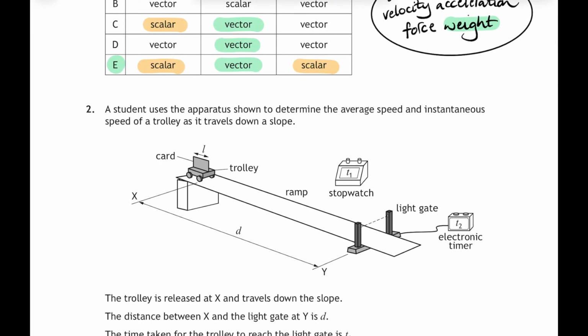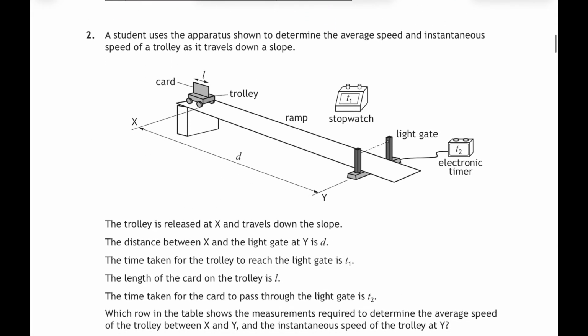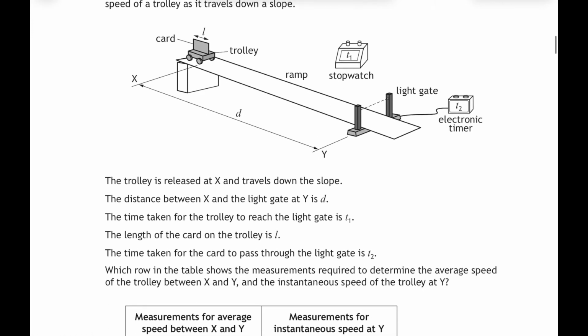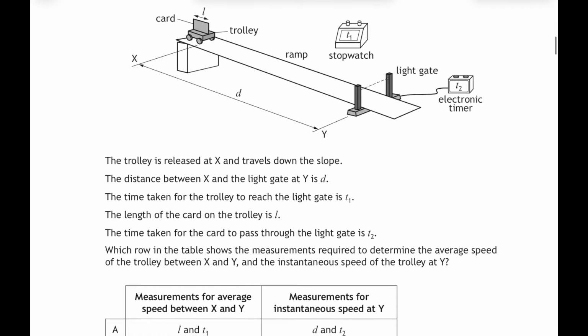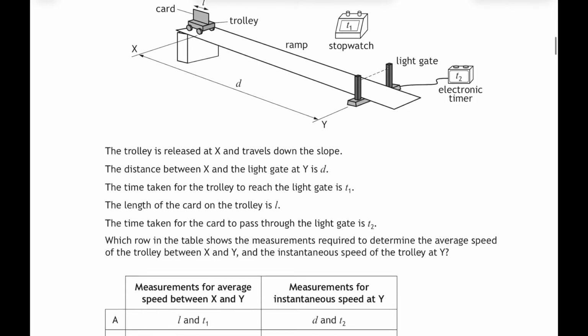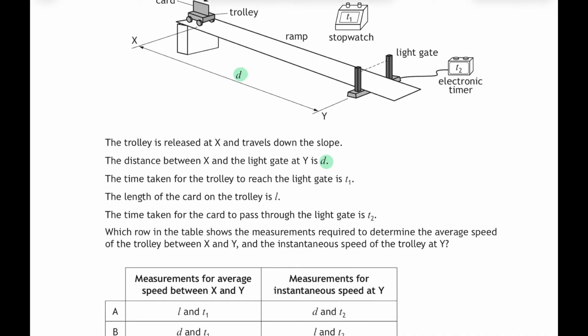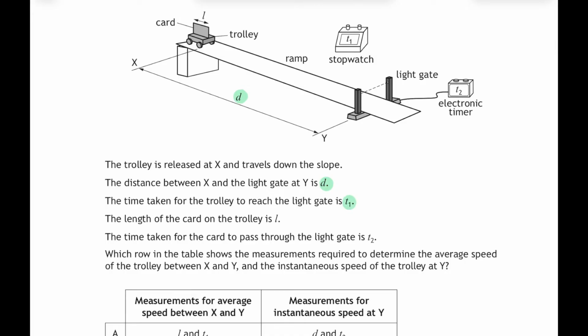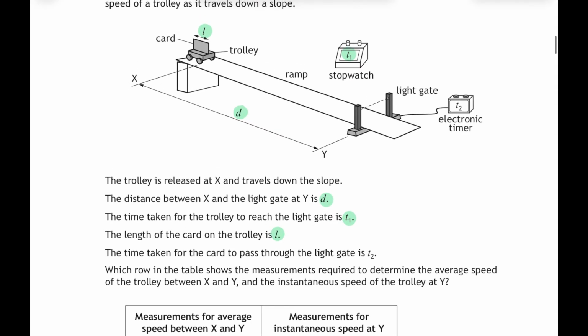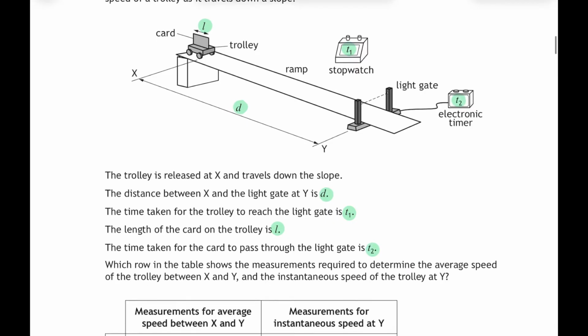A student uses the apparatus shown to determine the average speed and the instantaneous speed of a trolley as it travels down a slope. And the trolley is released at X and travels down the slope. And the distance between X and the light gate at position Y is labelled on the diagram with the letter D. The time taken for the trolley to reach the light gate is T1, and that's shown on one of the stop clocks. The length of the card on the trolley is L, and the time taken for the card to pass through the second light gate is T2, which is shown on the second timer there.